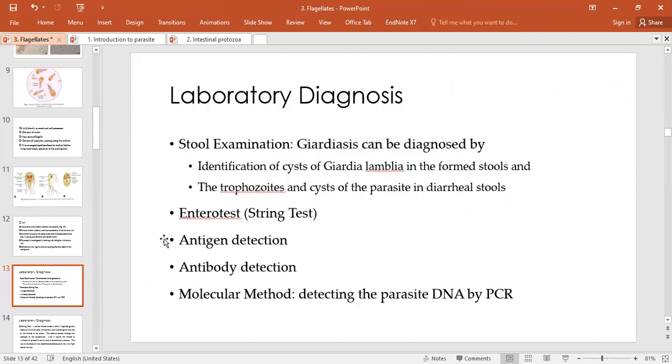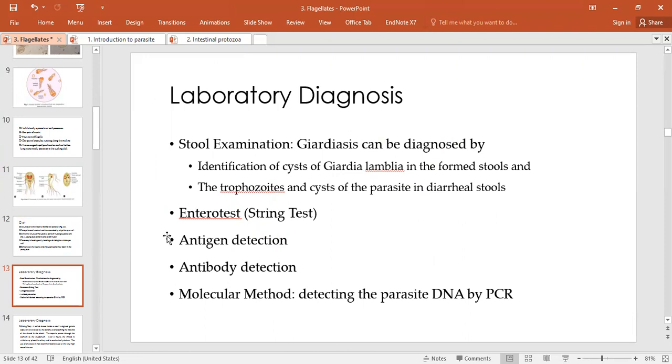Okay. The laboratory diagnosis is by stool examination. That is number 1. We can see and identify Giardia lamblia in the stool of patients with giardiasis. We can find the cyst in the stool and the trophozoite in the diarrheal stool. In the formed stool, there are cysts. In the diarrheal stool, there are trophozoites.